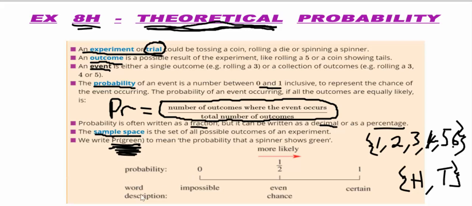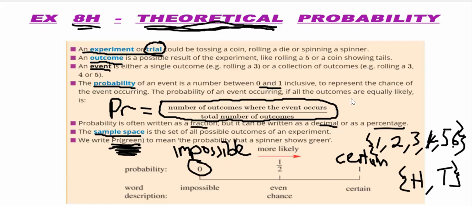We've gone through the word descriptions in the last video, so I'm not going to go over that again. Probability here is fractions from 0, which is impossible, right up to 1, which is certain, or 100% will happen. So it is certain that the sun will rise tomorrow. 100% chance of that happening. And then everything in between occurs there.